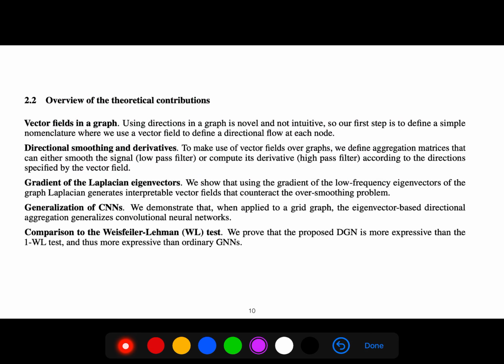So using directions in a graph is novel and not intuitive. So our first step is to define a simple method where we use a vector field to define a directional flow at each node. To make use of vector fields over a graph, we define aggregation matrices that can either smooth the signal or compute its derivative according to the direction specified by the vector field. We show that using the gradient of low-frequency eigenvectors of the graph Laplacian generates interpretable vector fields that counteract the oversmoothing problem.